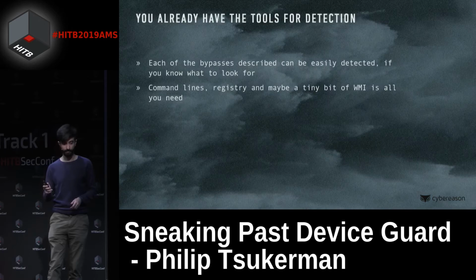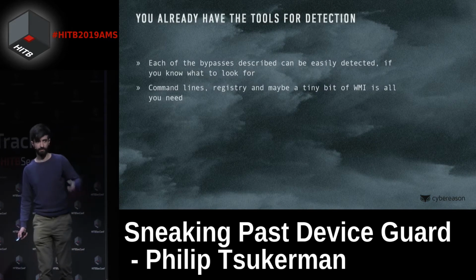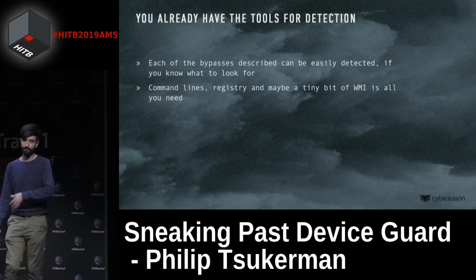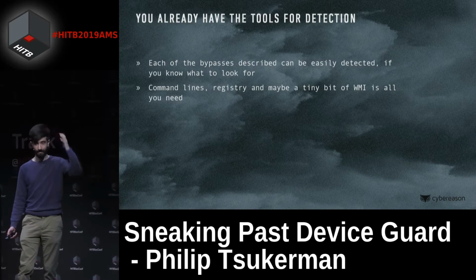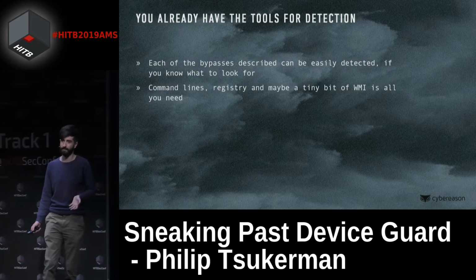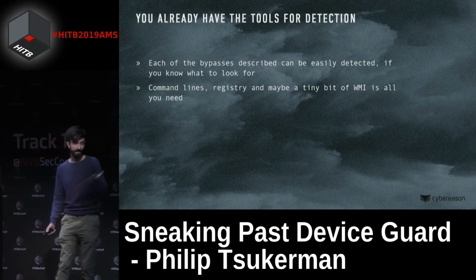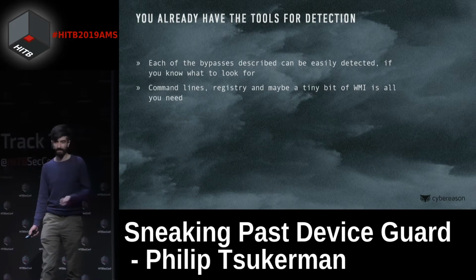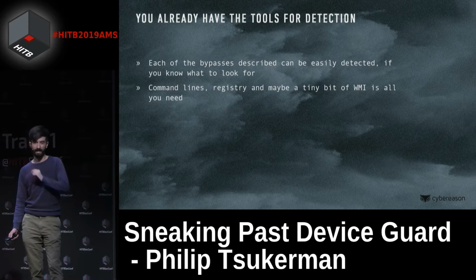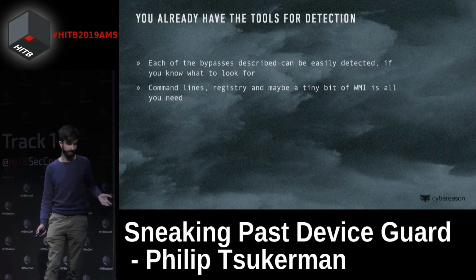And now for a quick conclusion. So first of all, you have the tools for detecting these things. Most of what I've shown is using various command line stuff. So if you have command line logging and you look at these logs regularly, you will be able to find these techniques, whether they're used as Device Guard bypasses or just stealthy execution techniques. And if you look at registry and maybe a tiny bit at WMI, you will be able to see everything that was shown here. It's not especially hard.